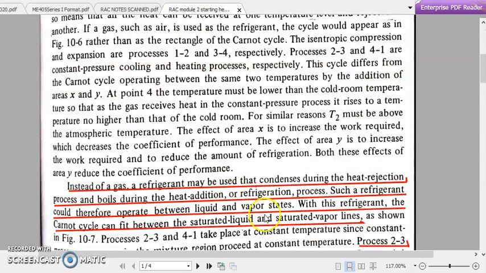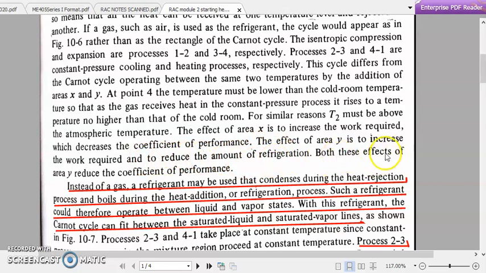So what are the effects of both of these areas X and Y? The effect of area X is to increase the work required, which decreases the coefficient of performance. This effect of area X increases the total work consumed and decreases the coefficient of performance. Then what is the effect of area Y? The area Y will again increase the work required, which reduces the amount of refrigeration.